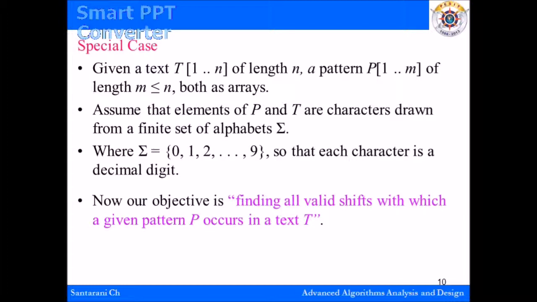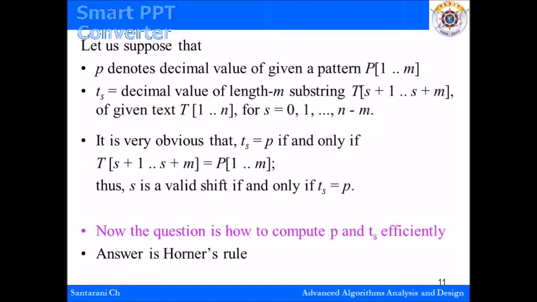So in this Rabin-Karp algorithm, the objective is finding all valid shifts with which a given pattern P occurs in a text T. Same objective. Here let us suppose that p denotes the decimal value of the given pattern P[1..m]. That is, for P[1..m], the characters in the Rabin-Karp algorithm denote a decimal value. Similarly, t_s denotes the decimal value of the length-m substring T[s+1..s+m] of the given text T[1..n], for s equal to 0 up to n minus m.